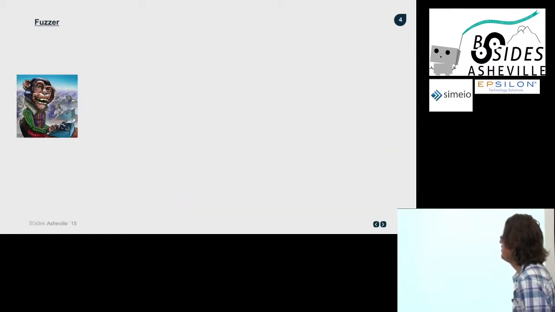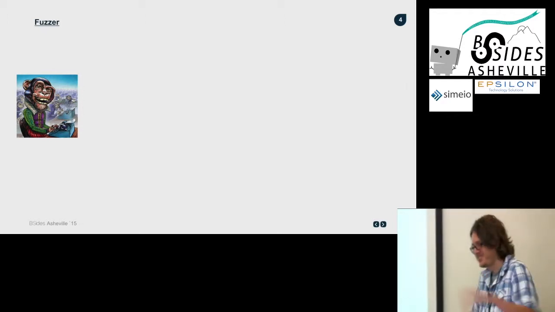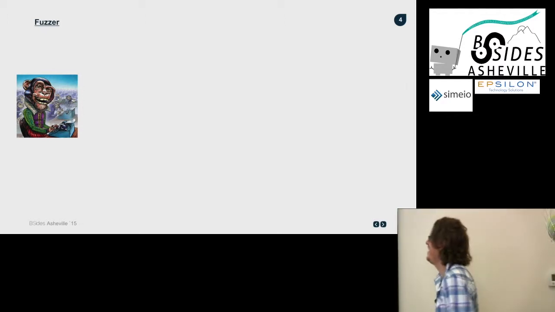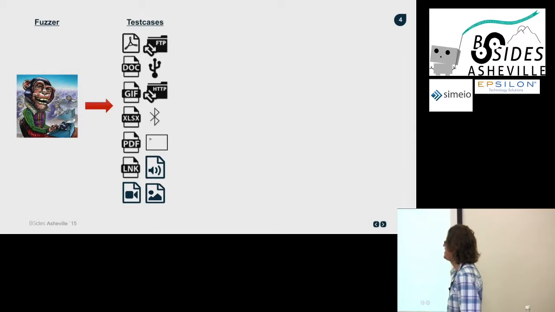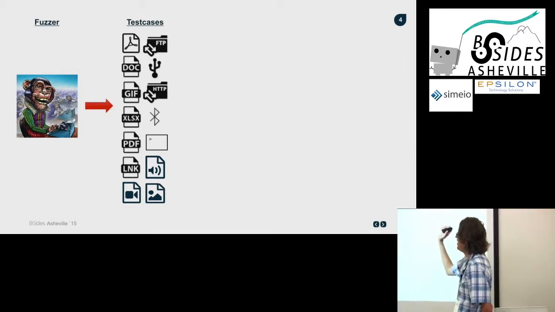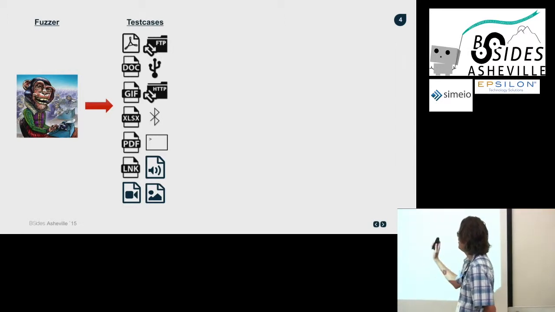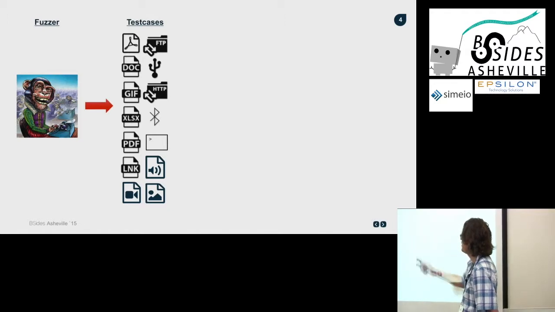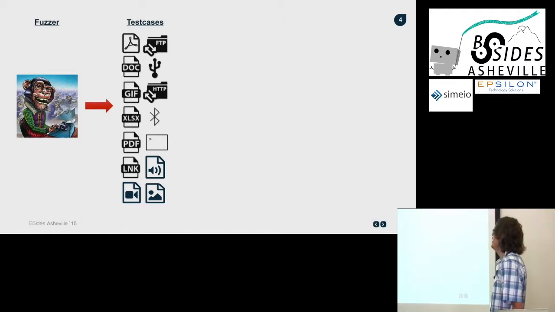Another view of this, you've got a fuzzer, right? A monkey just slamming on a typewriter, sending anomalous data in there. It's generating a bunch of test cases, and you can see the gamut here. A lot of them are just files. Some of it is network traffic. Some of it's Bluetooth. Some of it's command line arguments to programs.